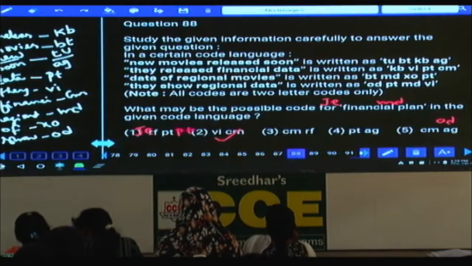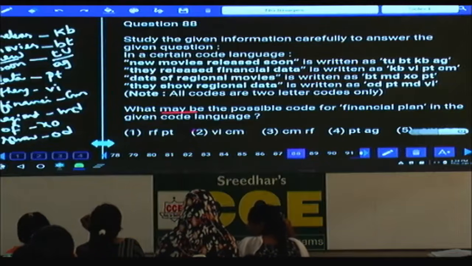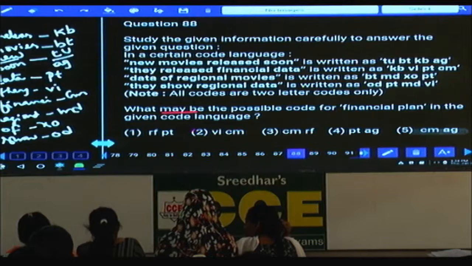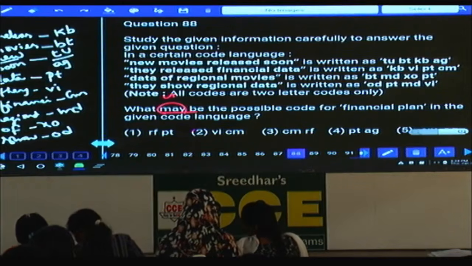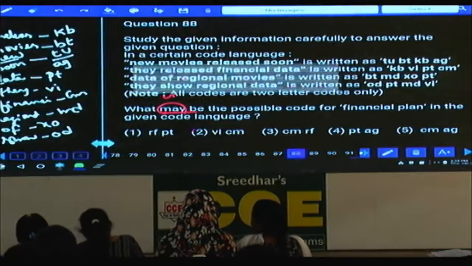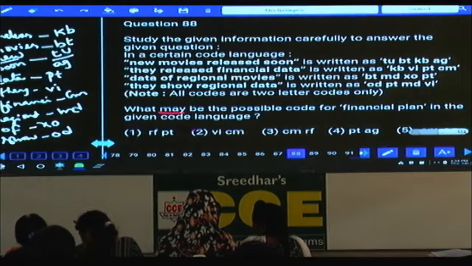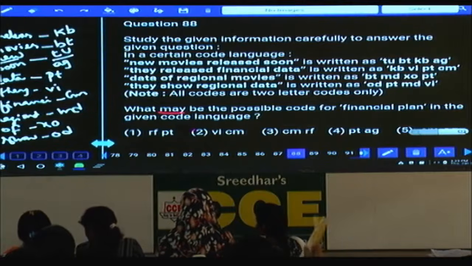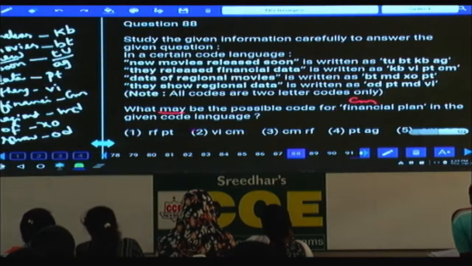87 choice 2. Then coming to 88, what may be? Maybe is nothing but a possible code. In the place of may, if the word easy is given, then it will be a definite code, isn't it? May, can, all these stand for what? All these stand for possible codes. What may be the possible code for financial plan? Financial, the code is CM, and plan. What is the code to this word plan here?